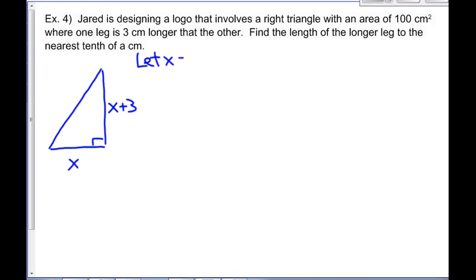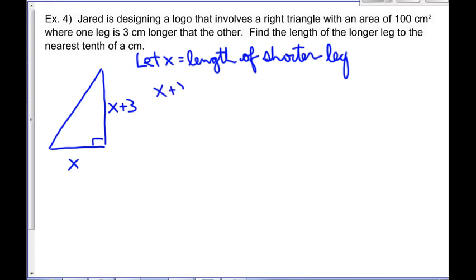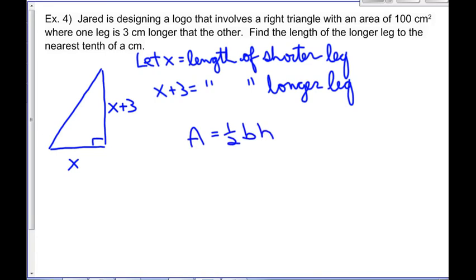So let x equal length of shorter leg, and then x plus 3 is length of longer leg. The area of a triangle is half base times height. So let's sub in what we know. We know that the area is 100. We know that the base is x, and we know that the height is x plus 3.